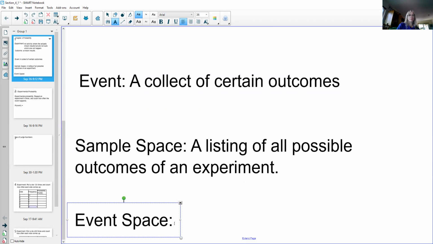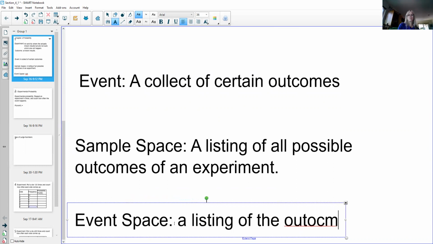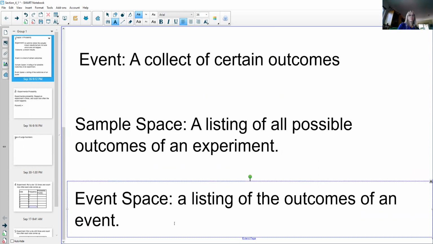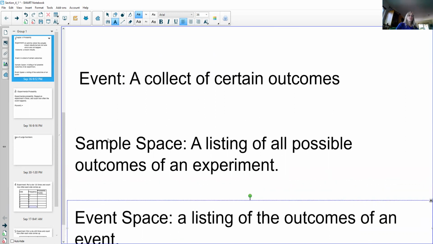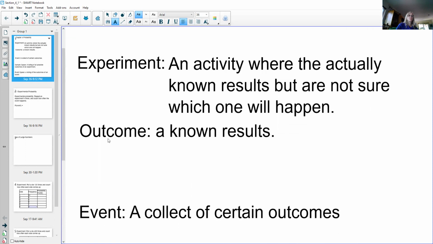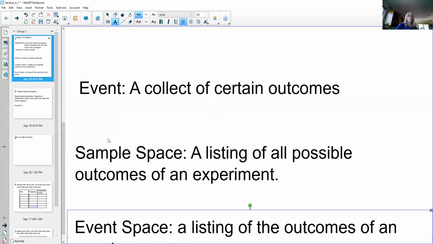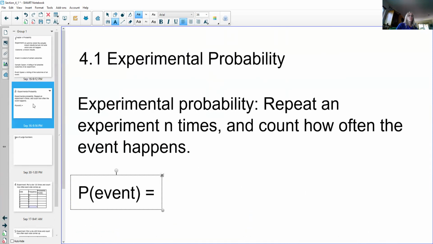And then if we have a sample space, we can also have an event space, and that's just a collection, a listing of the outcomes of an event. So those are basic definitions, and we're going to be using these basic definitions of probabilities throughout the rest of the discussion of probabilities.